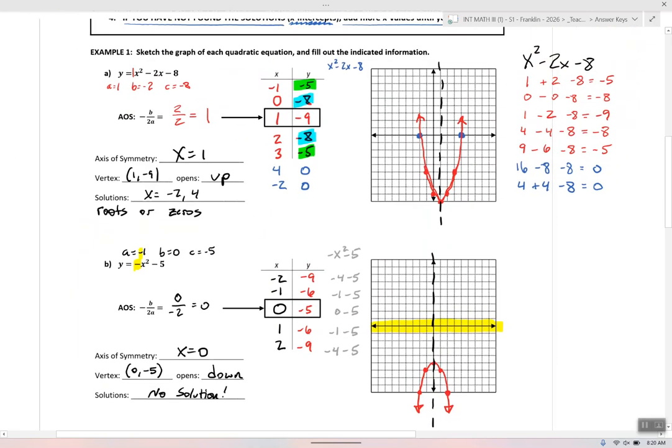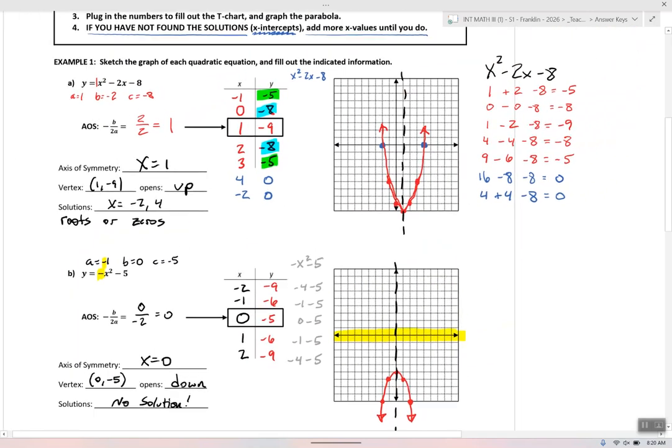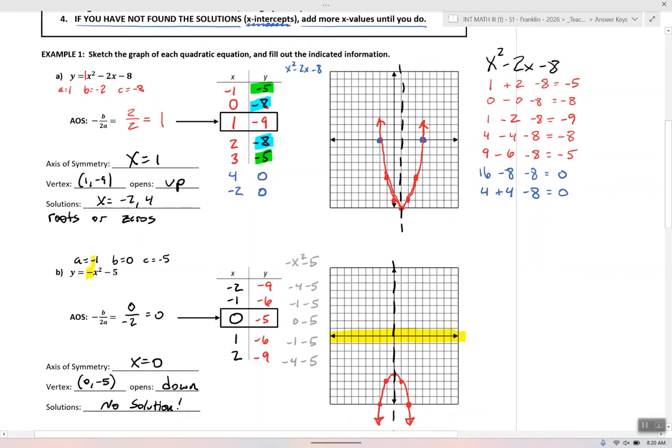Okay, so that is how to graph a quadratic function using a t-chart. Find the axis of symmetry, put in some numbers for x. If you space them out 2 integers above and 2 integers below the axis of symmetry, the x value of the vertex, you will get a nice symmetrical picture, which you can then use to find your solutions.